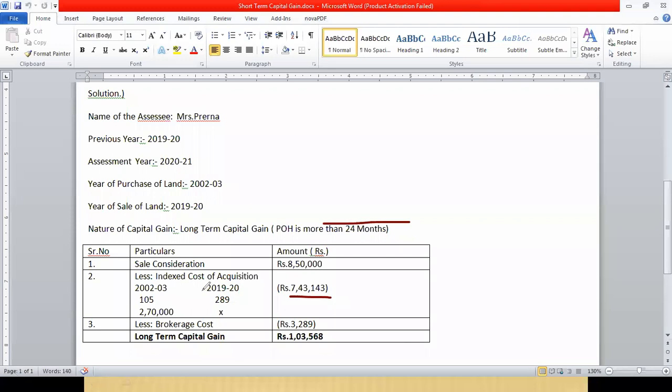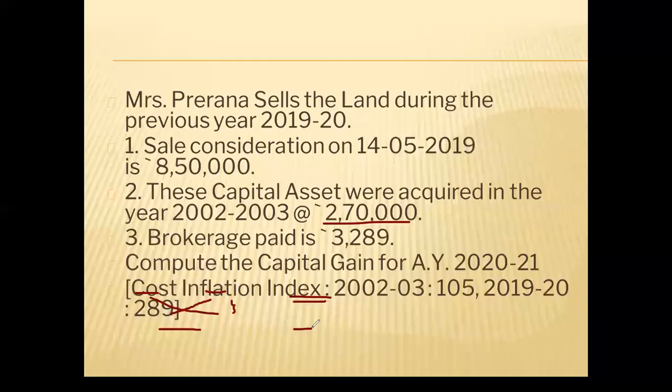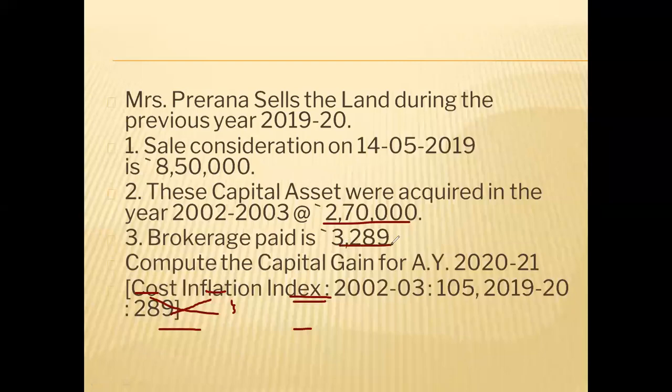You will take 7,43,143. How have we calculated it? See, the calculation is given here. In 2002-3, 105 is becoming 289. So what will 2,70,000 become? Just do the cross multiplication. You will get this indexed cost, meaning the increased cost. And you are paying brokerage of 3,289, given in the question. That also you will reduce from your consideration.